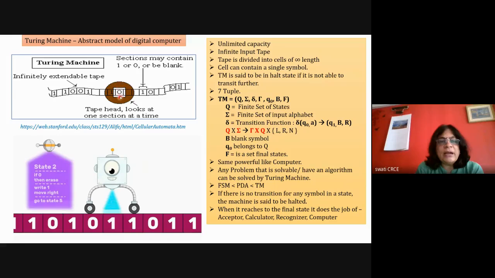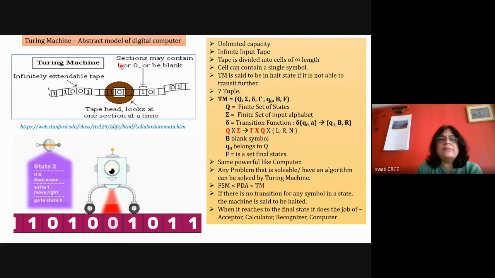After looking at a particular cell at a time, it can perform read and write operations. So it reads the symbol and writes it back, or it reads the symbol and writes another symbol on the input tape. Okay, this way the machine is working.